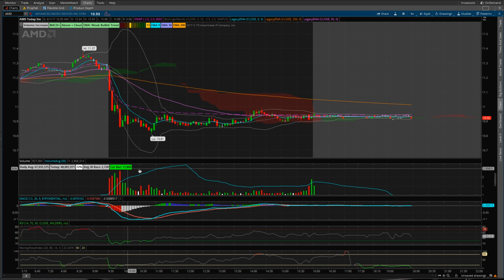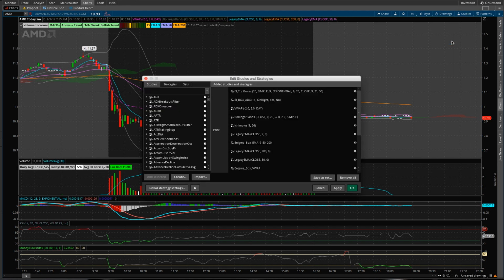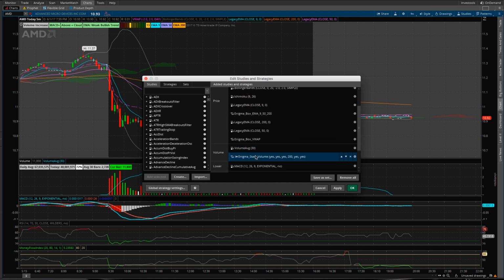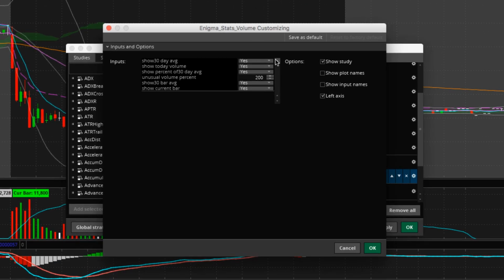Now you can turn all of these on or off, and I'll show you what that looks like in the indicator settings. So I have this indicator named Enigma volumes or stats volume. And if you click on the settings for that, you'll see that each one of these boxes can be turned on or off. Now for day trading, I like to have all of these on, but for some of the charts, I'd like to have some of them off.